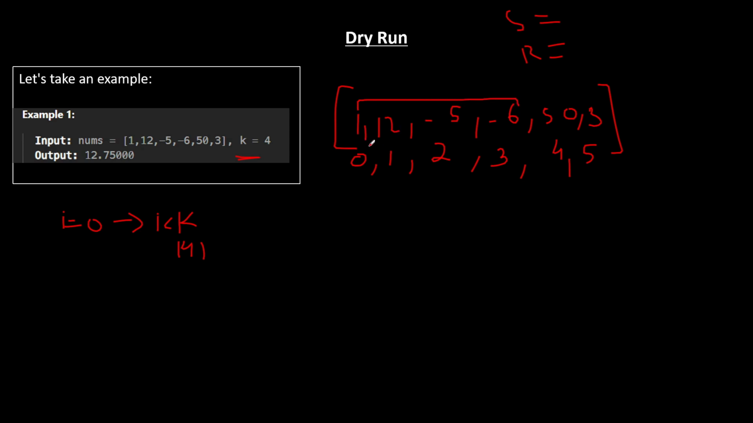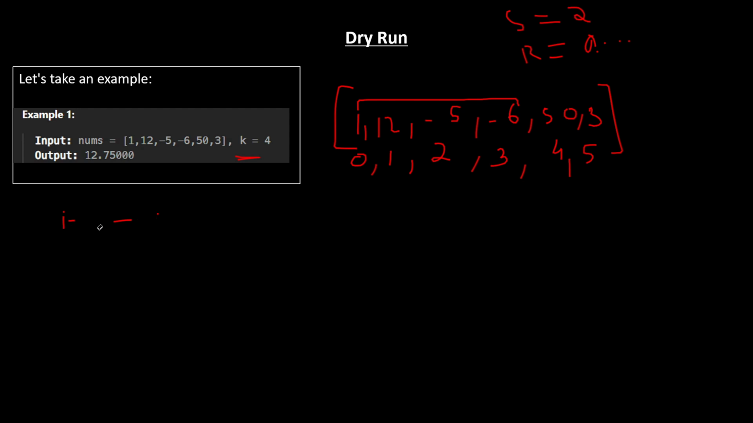The sum which we got is, if you add 1 plus 12, we get 13. Minus 5 minus 6 gives us minus 11. 13 minus 11 gives us a sum of 2. And the result will be 0 point something when we divide it by 4. Okay. First thing is done.